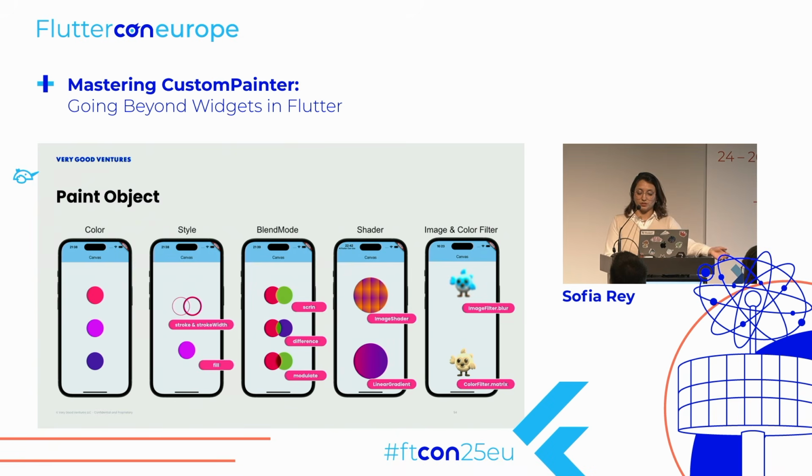Then we can also use a shader, which is a small program that runs in the GPU, so it's super optimized. We can use default ones like image shader or linear gradient, or we can code our own using GLSL, which is the GPU's language. And then we also have image and color filters, which are pretty descriptive. In that case, I used ImageFilter.blur for a blurry filter, and ColorFilter.matrix to create a sepia filter with a matrix.